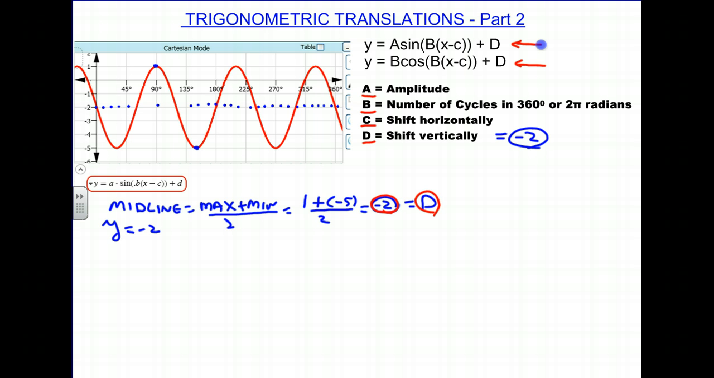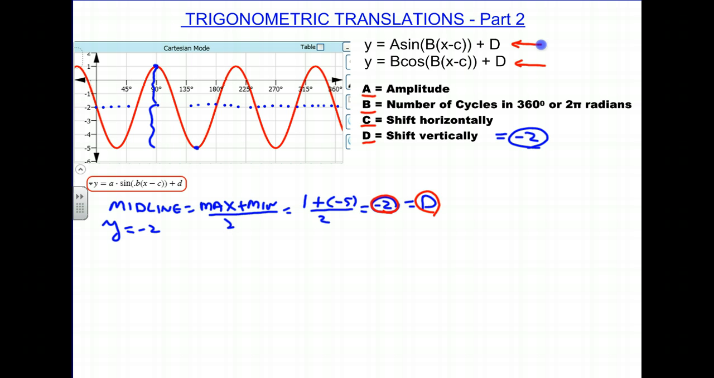And the next step would be to find the amplitude. Some of you know that the amplitude is simply the number of units above and below the midline that the graph goes to. In this case, there's a distance of 3 units from the midline to the maximum point, and a distance of 3 units to the minimum point. That would tell us our amplitude is 3.